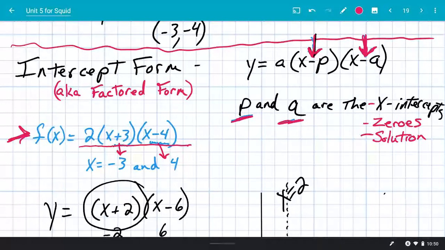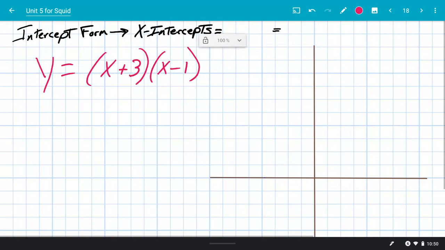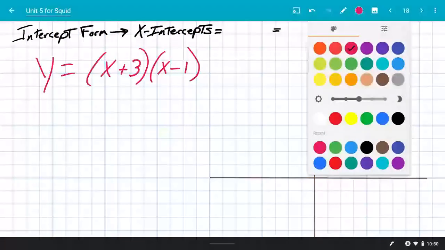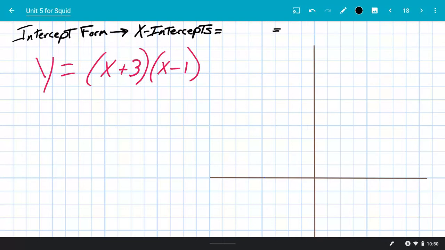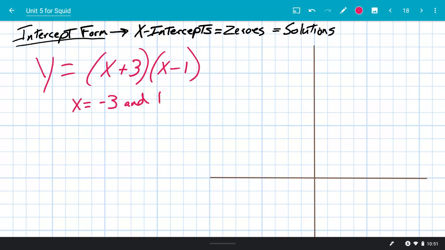Okay, we talked about all of that on Friday. So let's try to do a couple of those here today. One more time, intercept form tells us our x-intercepts, zeros, or solutions. All mean the same thing. So on this red one, what would my two x-intercepts be? Negative 3 and a positive 1. Excellent. Negative 3, plot that on the x-axis, and a positive 1, plot that one too.